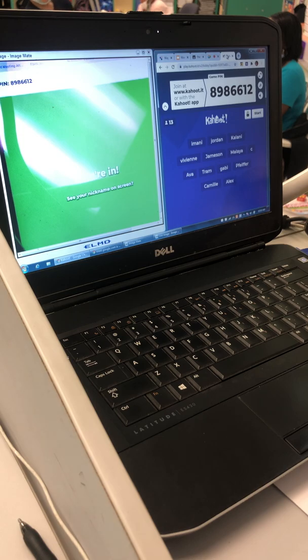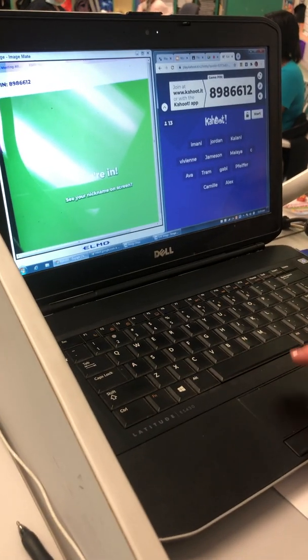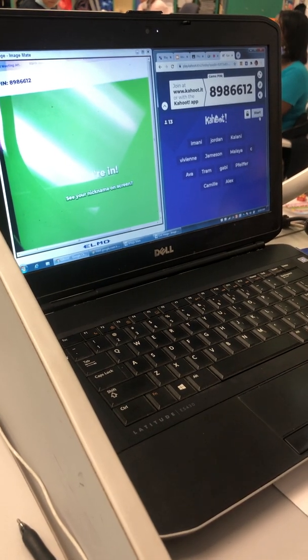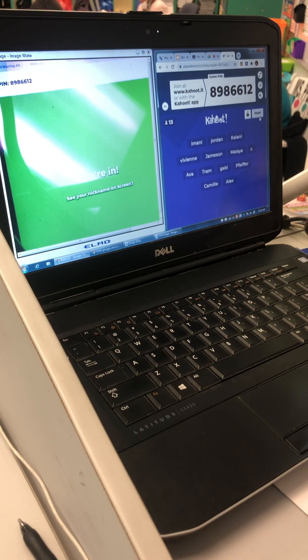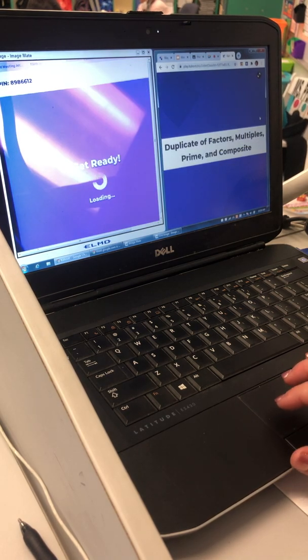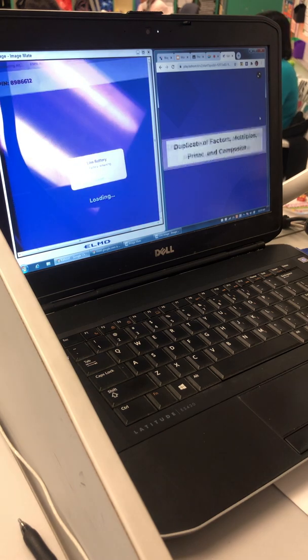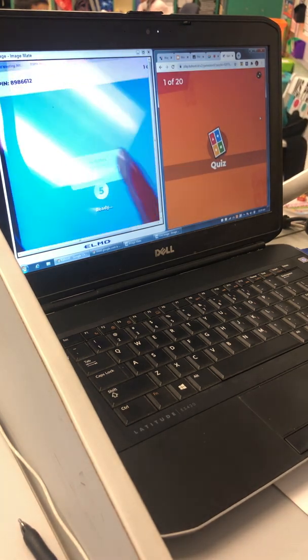All right, so now we've got 13 people in. That's good enough. We're going to get started. You're going to have 4 minutes to answer these questions. So 2 minutes to read the question, and then for those that are at home, you're going to have to go to the other screen to answer the question. Okay? So I'm going to start it. Get ready.